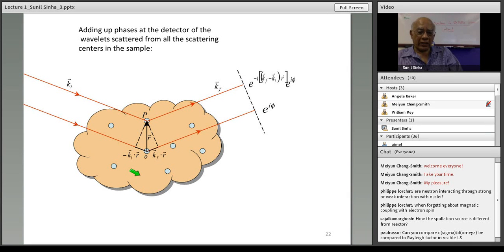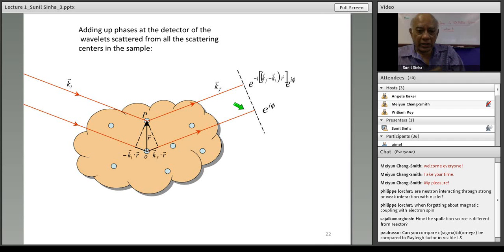But we add these two phases together. If the phase of this beam arriving here was some number like e to the i phi, then the phase of this beam arriving here would be e to the i phi times the extra phases due to this path length difference and this path length difference, which translates into e to the minus i (kf minus ki) dot r. Just adding these two together and putting them in the exponential, that's what the wave function will look like, putting that phase difference in. So this is the phase difference between this amplitude and this amplitude. And they're all counted together, and they all interfere in the detector, so we must add them all up.